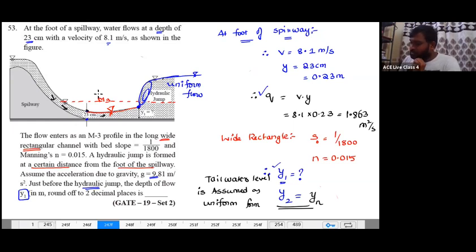Sir, we wrote the efficiency of jump. I think we wrote the relative loss. Please check once that both are the same. Relative loss and the efficiency of jump, both are the same.